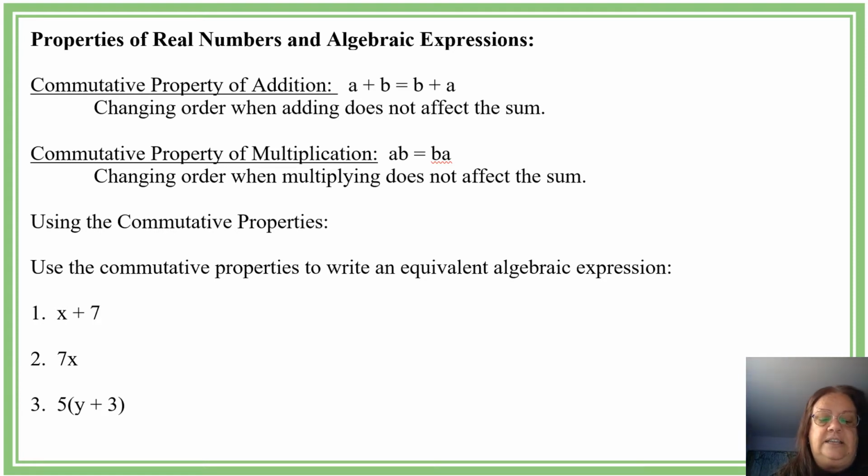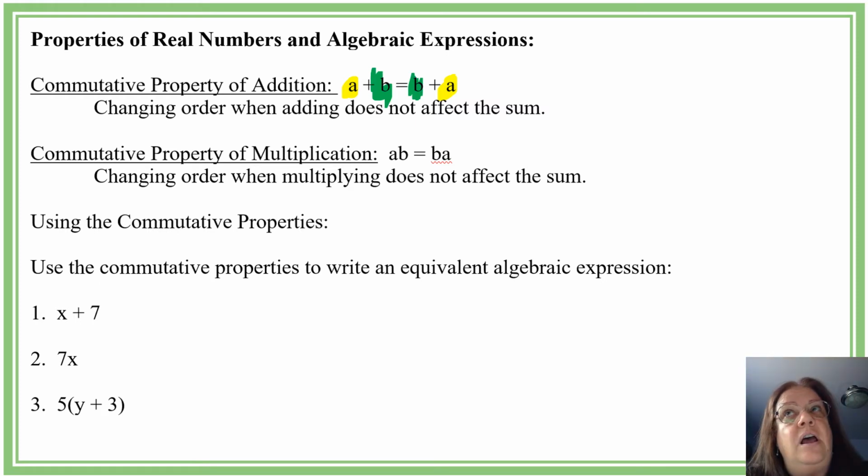So let's look at this. The commutative property for addition, we see that the A moved to the end, and the B, there we are. Now, changing the order when adding does not affect the sum. Okay, so notice it's for addition.